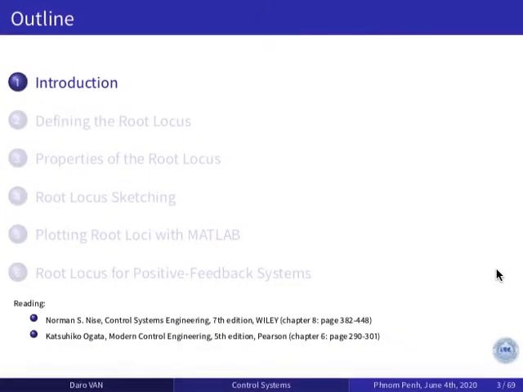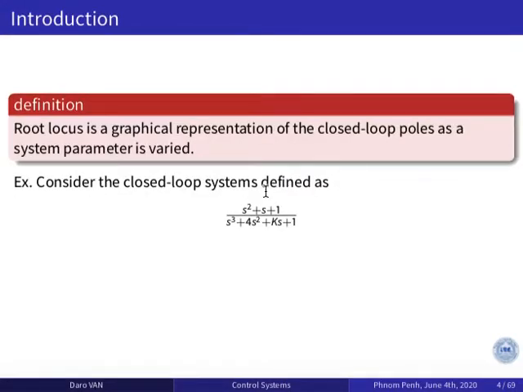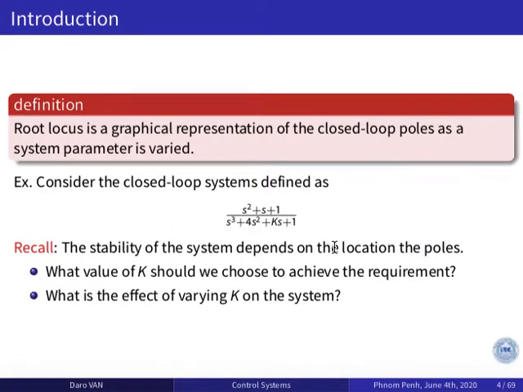Okay, so let's begin with the introductions. And this is a definition of root locus. Root locus is a graphical representation of the closed loop poles as the system parameters vary. For example, if we consider this closed loop system defined by these transfer functions, and if you recall, the stability of the system depends on the location of the poles, the roots of the polynomial function in the denominator.